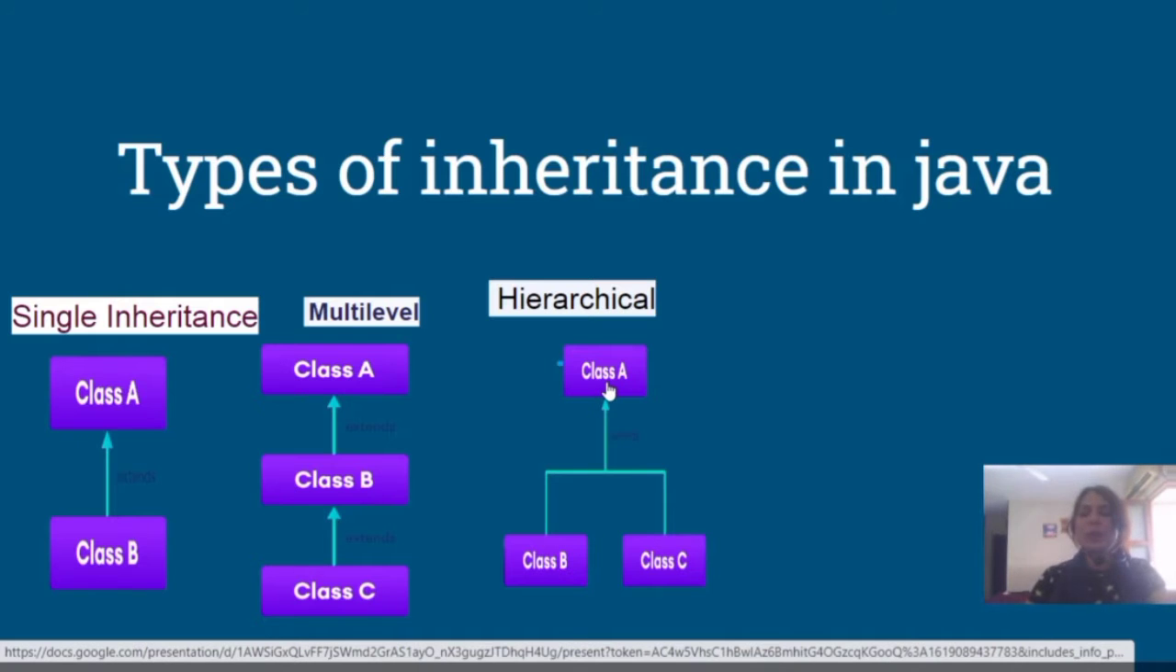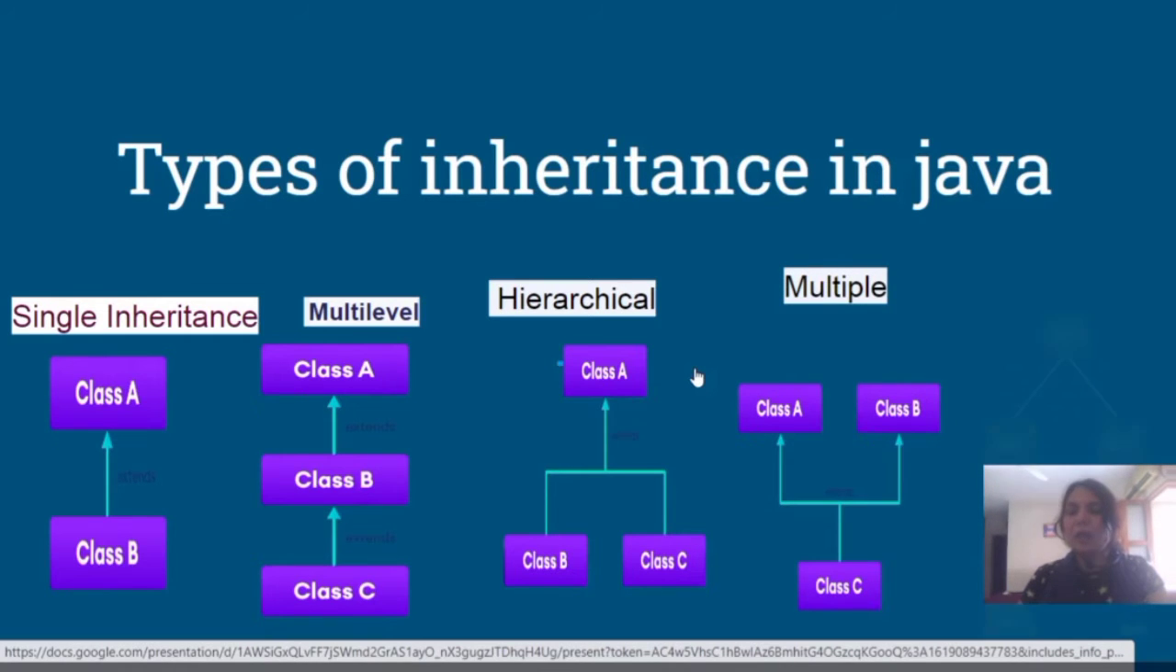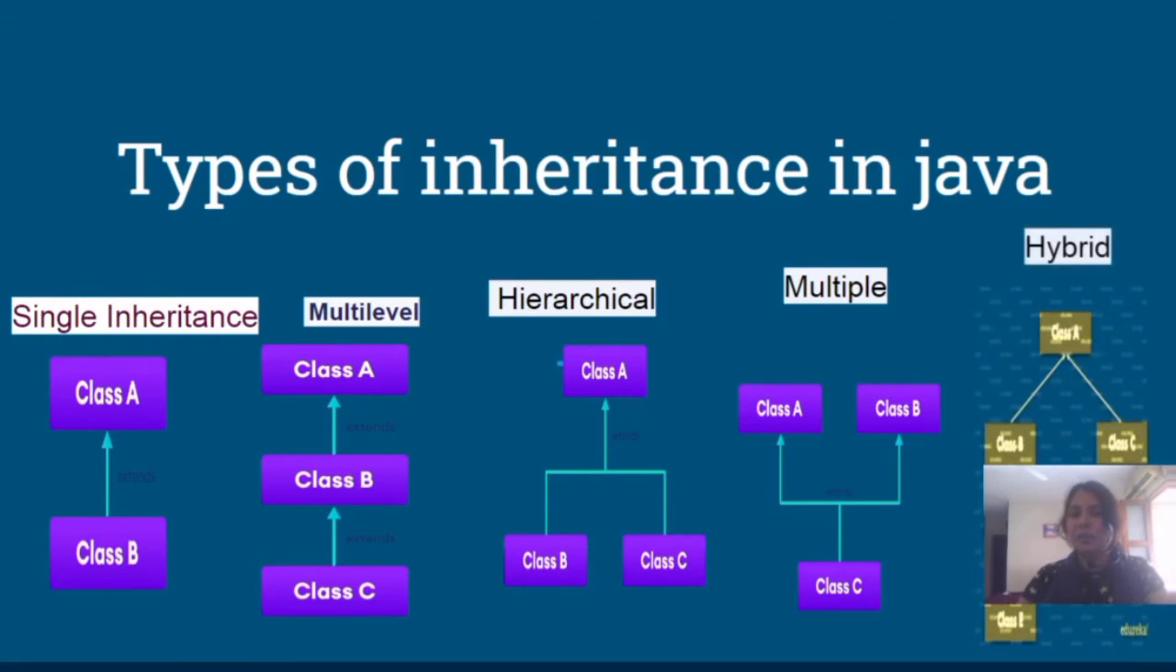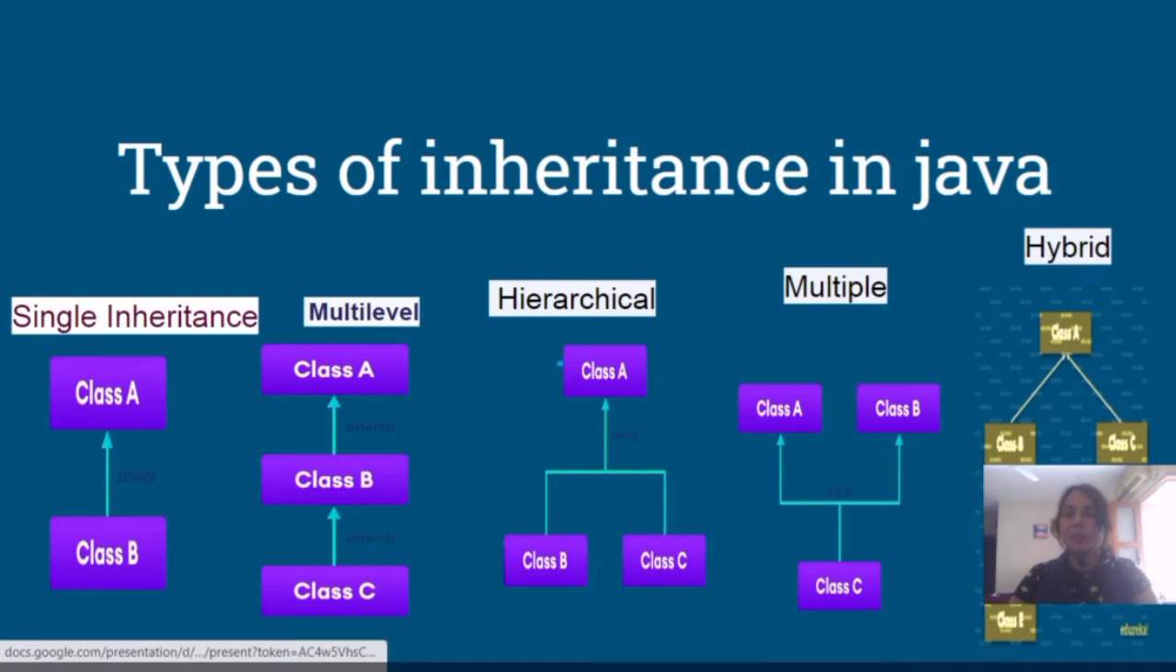Now there are two more types of inheritance, that is multiple inheritance and another is hybrid inheritance. So what is multiple inheritance, why is it not possible in Java, and if we want to implement multiple inheritance, how can we implement it? We are going to see that in the next video. Today I am going to talk about hybrid inheritance.